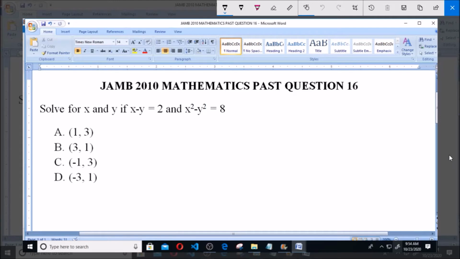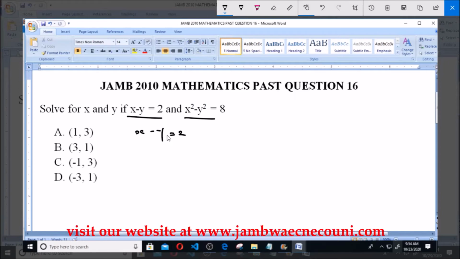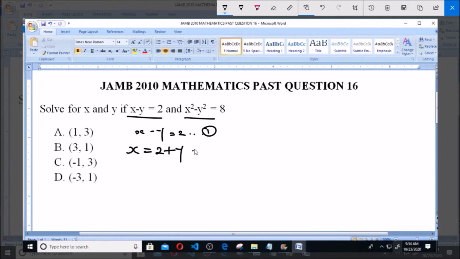Now these are two equations given to us, and we can solve this simultaneously. The first one says x minus y is equal to 2. So from here we can establish that x is equal to 2 plus y. Let's call this one equation 1 and call this equation 2.